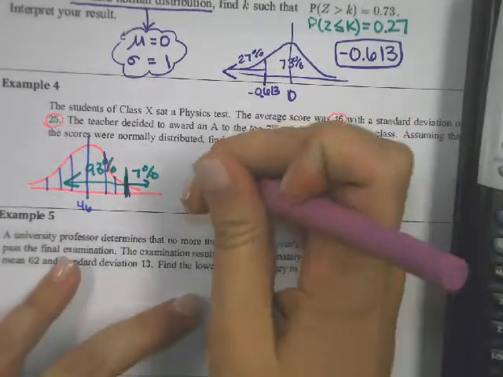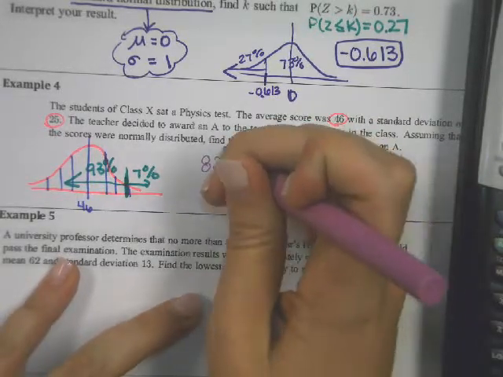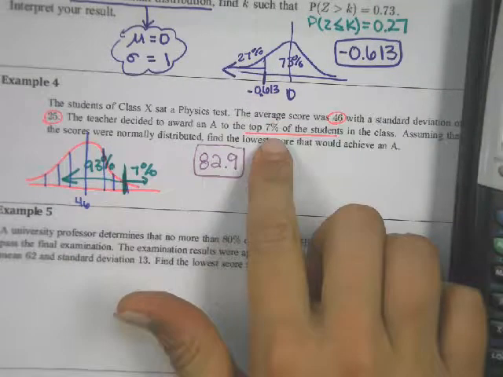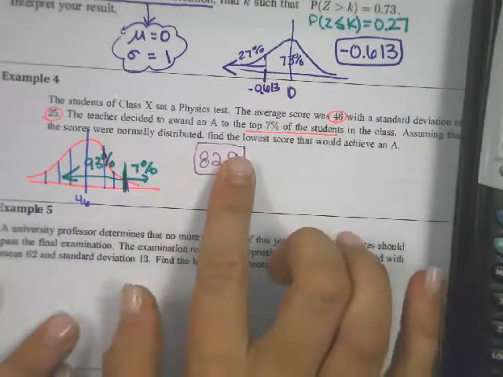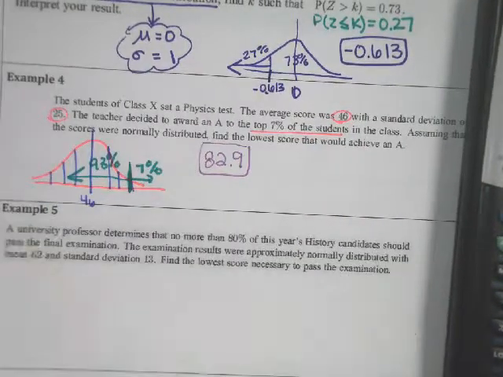So the cutoff would be 82.9 points scored on the test. That would give 7% of the kids bigger than that score. 7% would get an A. Everybody less than that would receive less than an A.